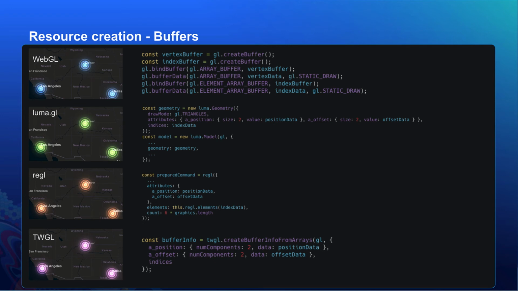Next, buffers. In LumaGL, buffers are wrapped into geometries that are then passed into models. You only need to specify the data itself as a typed array, and the model behind the scenes creates the WebGL objects when needed. In ArcGIS, buffers are encapsulated by the command. Just define an attribute section in your command and pass in the data as typed arrays, or even regular arrays. When possible, ArcGIS will try to infer sane defaults for the strides and sizes. In Twiggle, you create buffers explicitly by calling createBufferInfo from arrays. The result is a BufferInfo object that contains the buffers and some metadata.